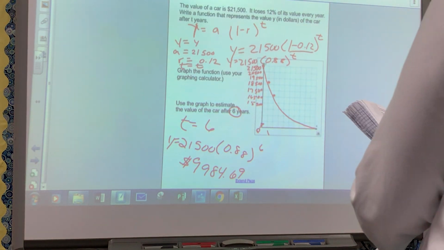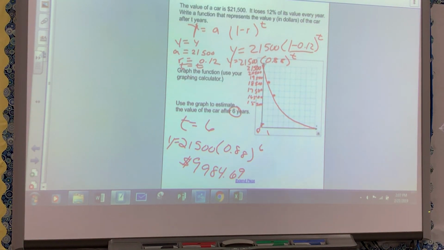Windows settings. Y equals A, parentheses 1 minus R, parentheses to the T. Y equals Y. Escape. A equals 21,500. R equals 0.12. T equals T. Y equals 21,500. So every time. Yeah, I got mine zoomed out enough so I can see it. Can you see the full graph? Not full. It's impossible. Exactly.